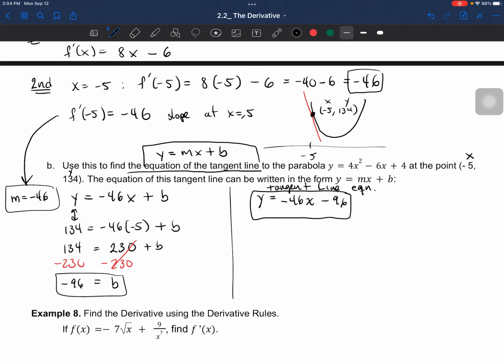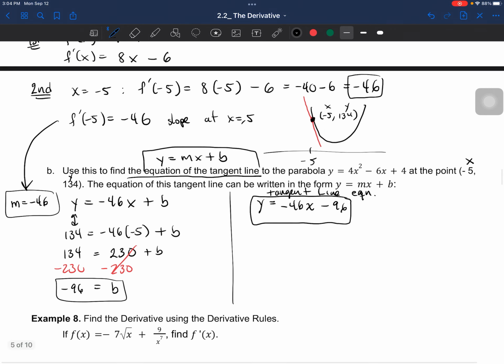Anyways, I hope you guys find this helpful. Please let me know if you have any questions. Now, by the way, this is a common type of problem, to find the tangent line of a curve at a given point. So you may have homework problems like that, so let me know.